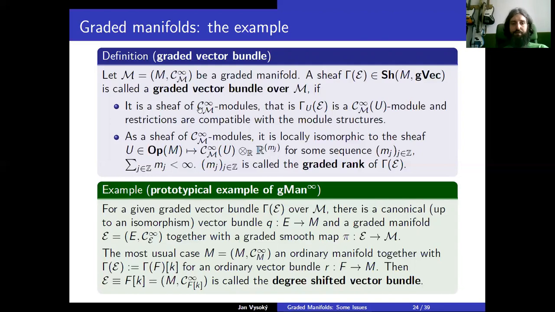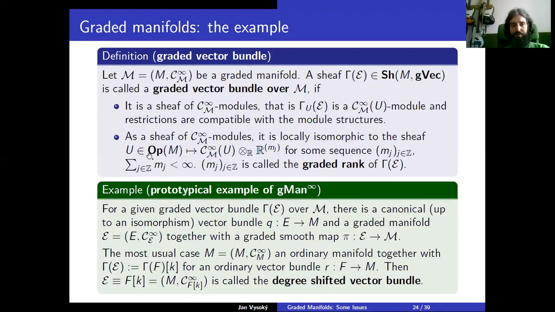If it's a sheaf of C∞(M) modules, meaning that for each open subset U, this is a graded vector space because it's the sheaf evaluated on U. This graded vector space has to be a module over this algebra, C∞(M)(U). This is a graded associative algebra, so it must be a module. And the restrictions in my sheaf, Γ(E), have to be compatible with the modules.